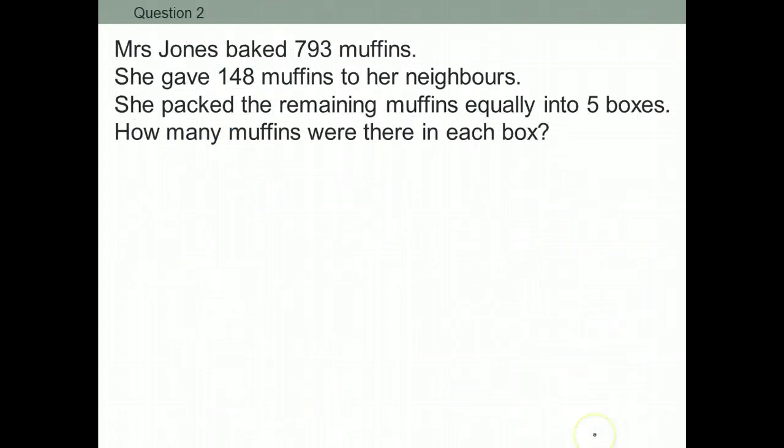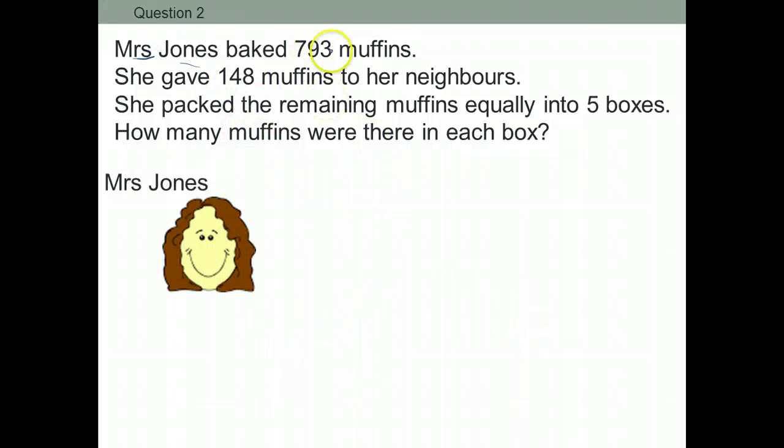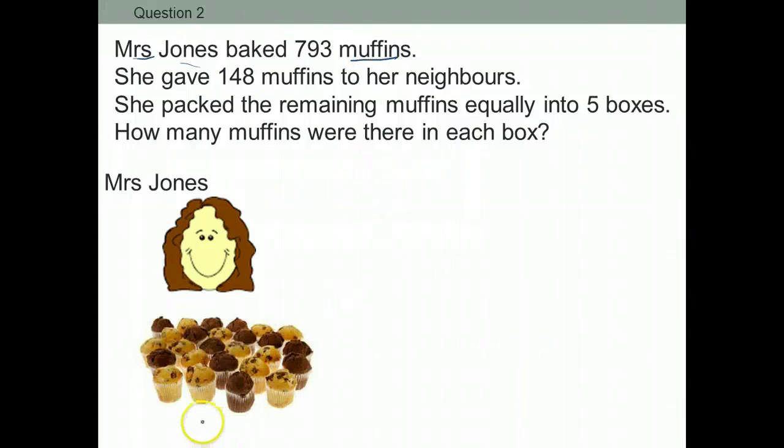Let's look at question 2. Mrs. Jones baked 793 muffins. She gave 148 muffins to her neighbors. She packed the remaining muffins equally into 5 boxes. How many muffins were there in each box? So first, I know that we have Mrs. Jones, and she baked 793 muffins. So I have 793 muffins here all together.